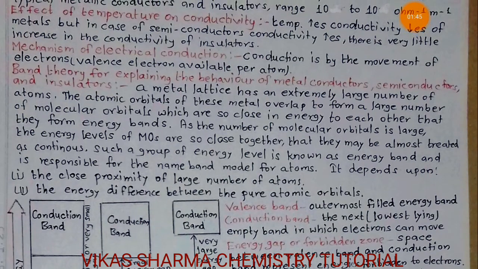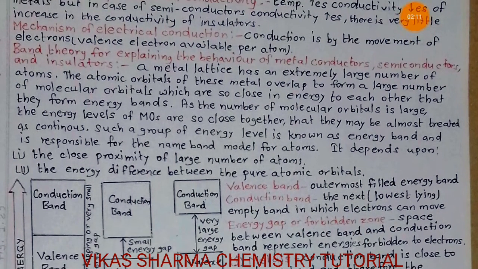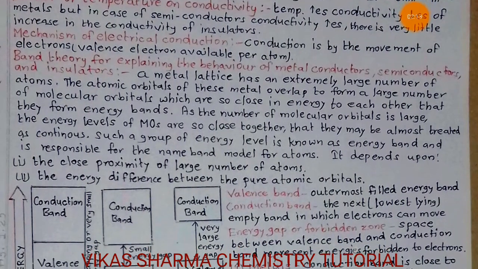Now, the effect of temperature on conductivity. When temperature increases, conductivity decreases in metals, but in the case of semiconductors, conductivity increases. There is very little increase in the conductivity of insulators. It means that in a conductor, temperature has no good effect, but in a semiconductor, temperature has a greater effect: it increases the conductivity. Insulators, there are some cases.